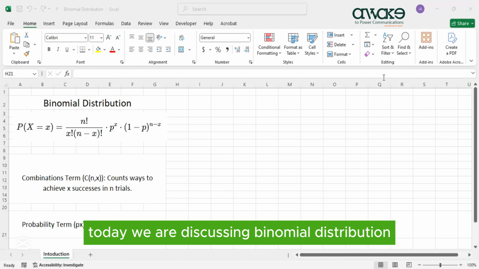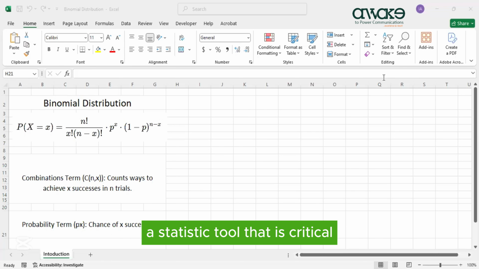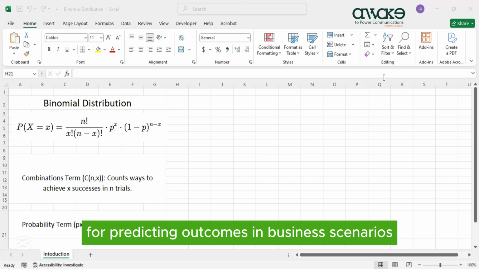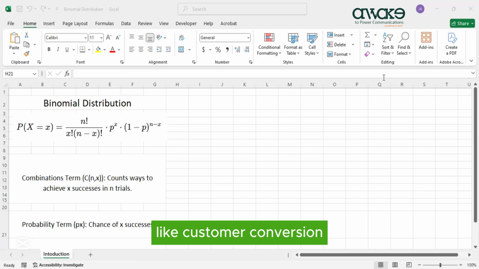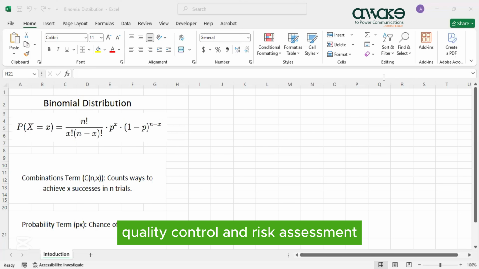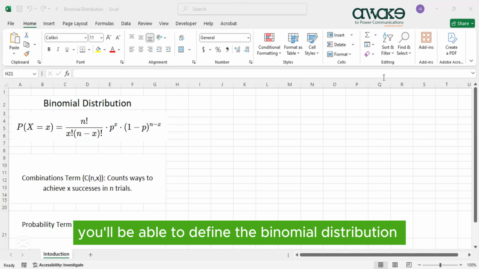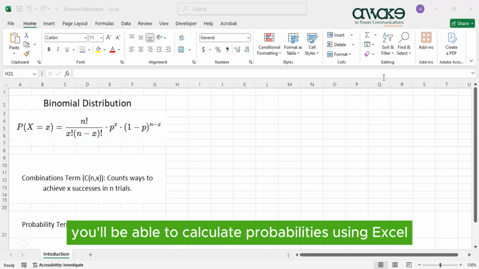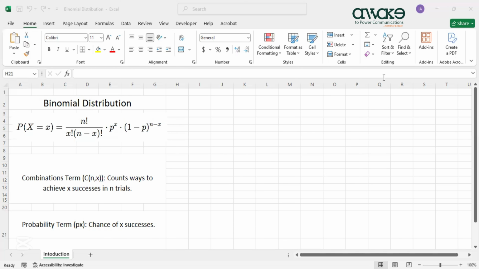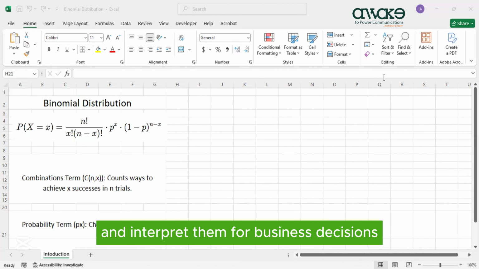Today we are discussing binomial distribution, a statistical tool that is critical for predicting outcomes in business scenarios like customer conversion, quality control, and risk assessment. So by the end of this class, you'll be able to define the binomial distribution and its parameters. You'll be able to calculate probabilities using Excel, then visualize results and interpret them for business decisions.